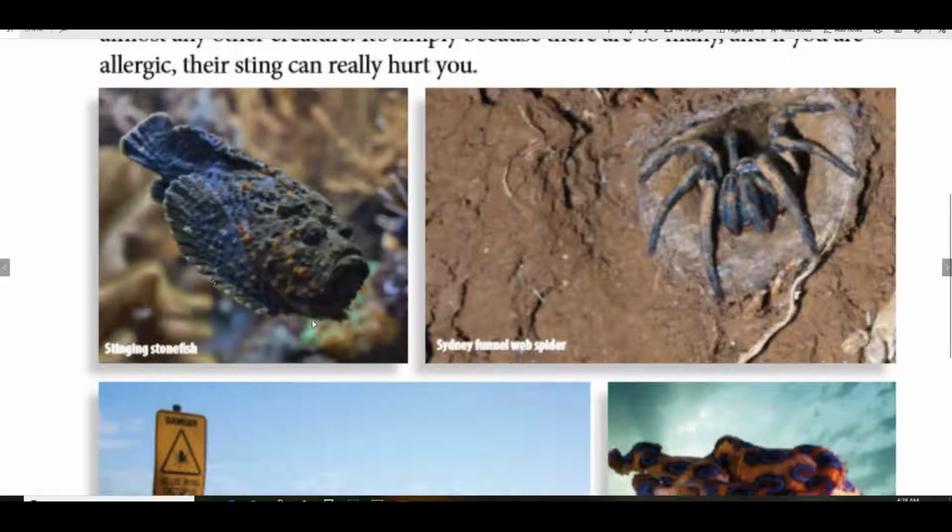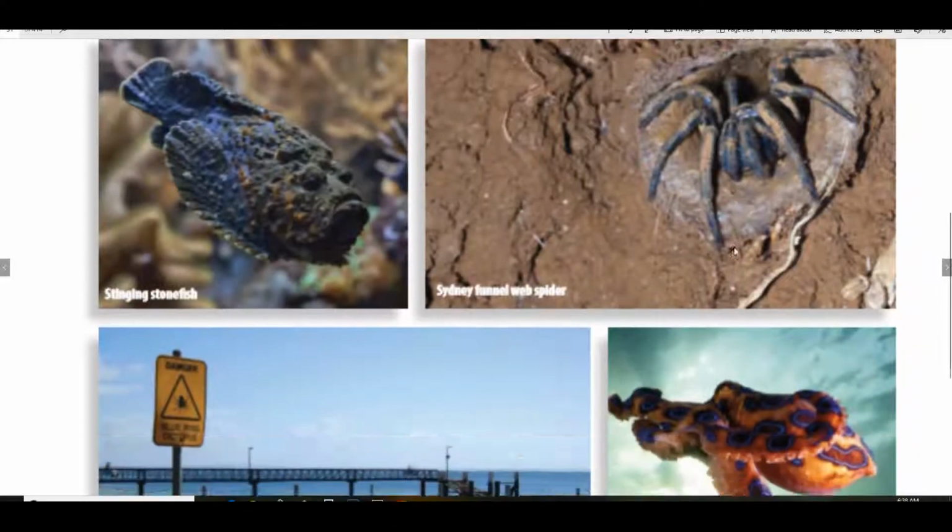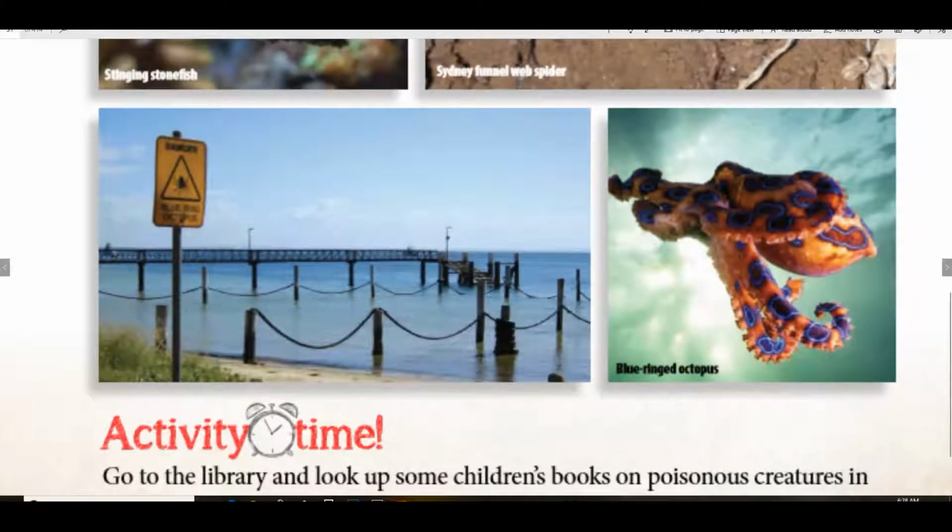Ooh, this is a stinging stonefish. It does look like a stone. Dear goodness. And that, ooh, that gives me the chills. Wow. And here's the blue-ringed octopus. Do you see why he's called the blue-ringed octopus? Look at those rings on him. And they're blue rings, aren't they? You see this right here?